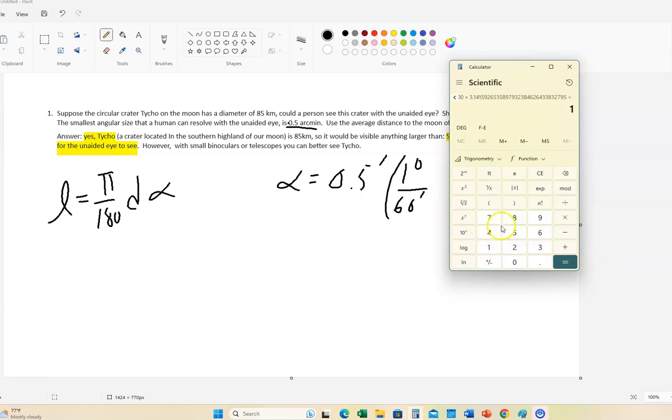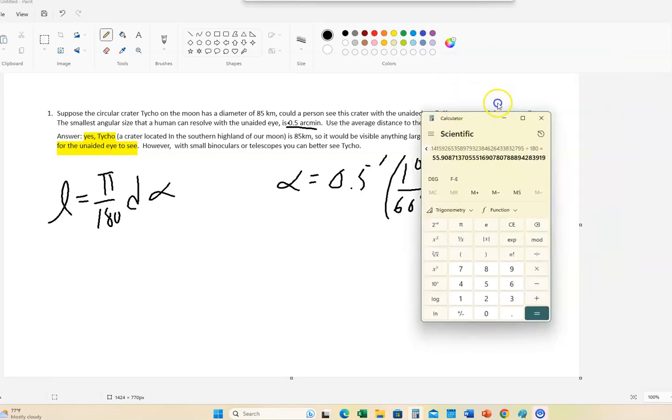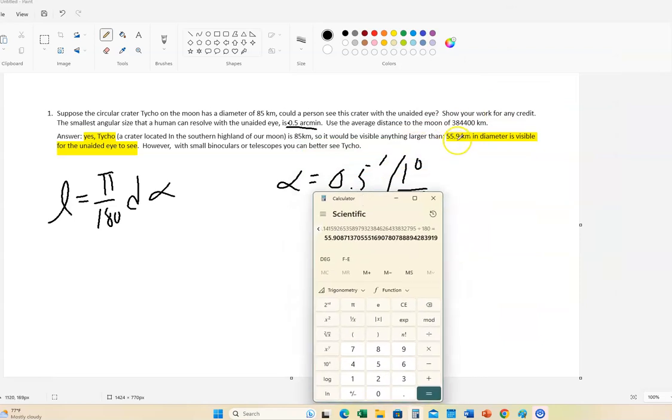Again, we're looking for a number. If it's smaller than what Tycho actually is, remember L is the actual size of the object. This is going to tell us the minimal size that the human unaided eye could see. So it's 55.9 kilometers. Tycho is bigger than that, so you'd be able to see it.